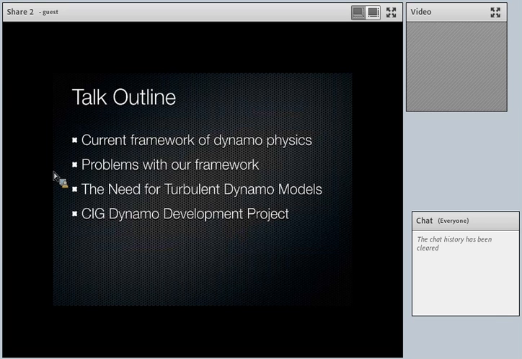The outline of the talk is that first I'm just going to go over the current paradigm for understanding planetary dynamo physics and dynamo modeling. Then I'm going to discuss some shortcomings of that framework. Then I'll talk about how I think we get around that. For me, that's the need to develop dynamo models that are fully turbulent and rather more extreme in their capabilities. And finally, I'll discuss how to create those models through CIG's Dynamo Development Project.